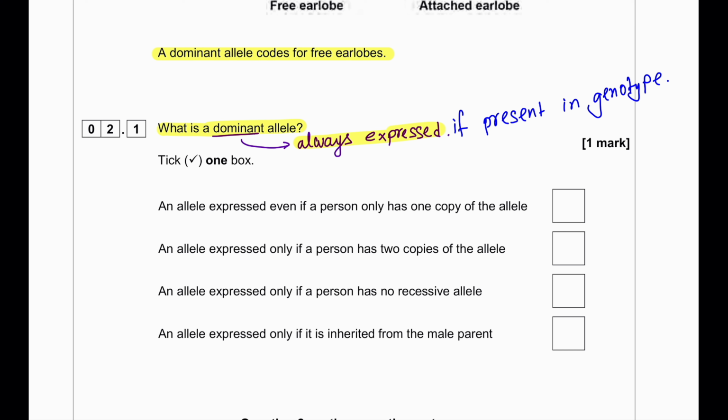So let's see the options. An allele expressed even if a person has only one copy of the allele. Let's see why the other options are not correct. An allele expressed only if a person has 2 copies of the allele: this one refers to recessive. An allele expressed only if a person has no recessive allele: this one is a wrong statement on its own, because a dominant allele can be expressed if only one of them is dominant and the other one is recessive, it will still be expressed. An allele expressed only if it is inherited from the male parent: that is also not correct.